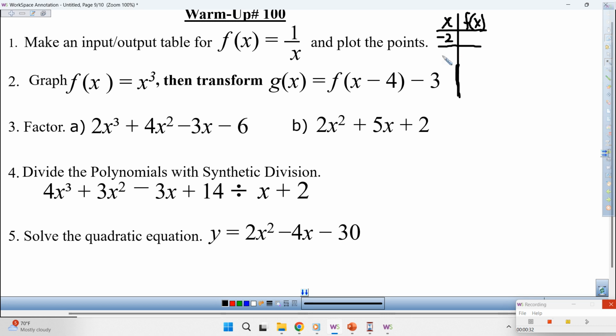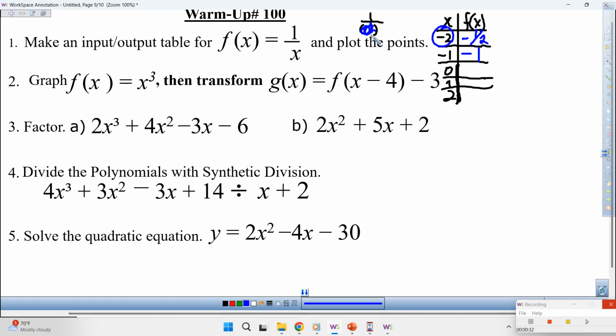-2, -1, 0, 1, 2. That is correct. All right. So, I'm going to use 1 over x, or 1 over parentheses for the values. So, what's my first value? -2. So that is -1/2. Next value is -1. What is 1 over -1? -1.